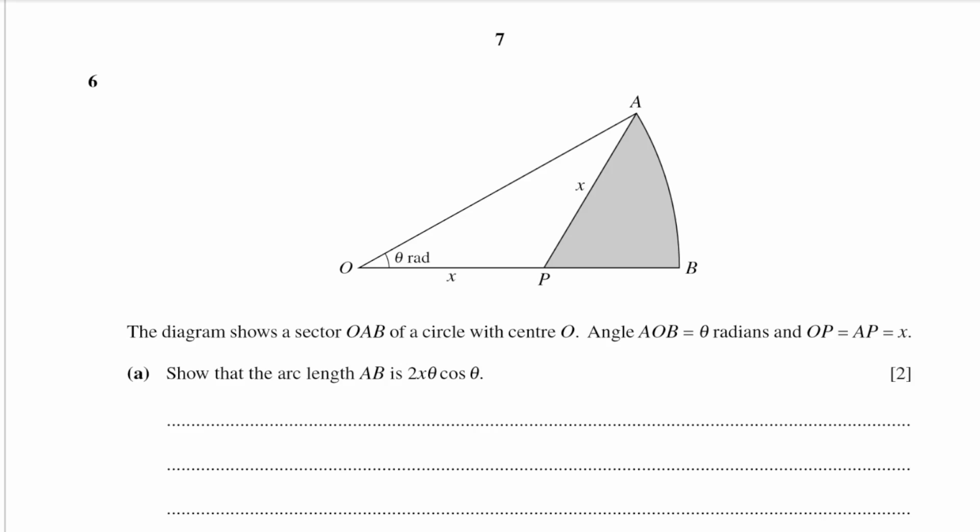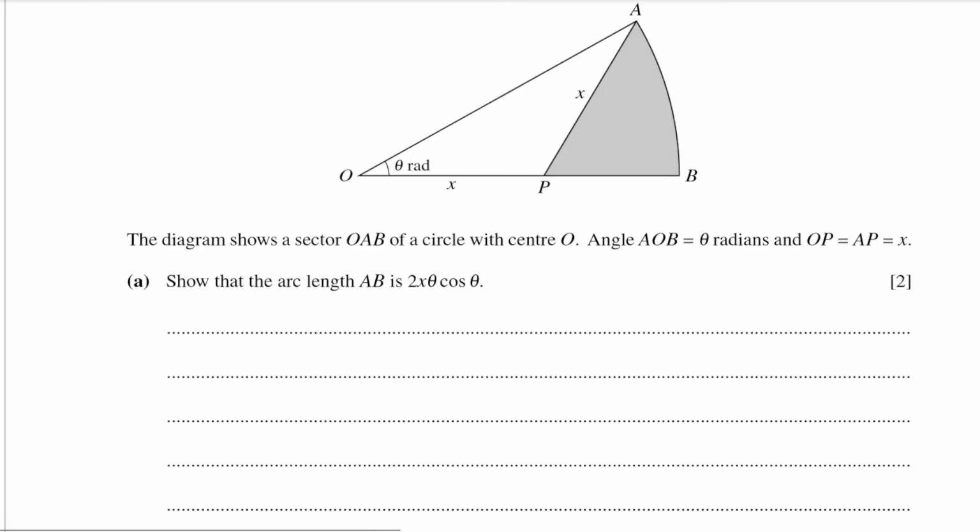So question 6 says, the diagram shows a sector OAB of a circle with center O. Angle AOB equals theta radians and OP equals AP, which equals x. Show that the arc length AB is 2x theta cosine of theta.